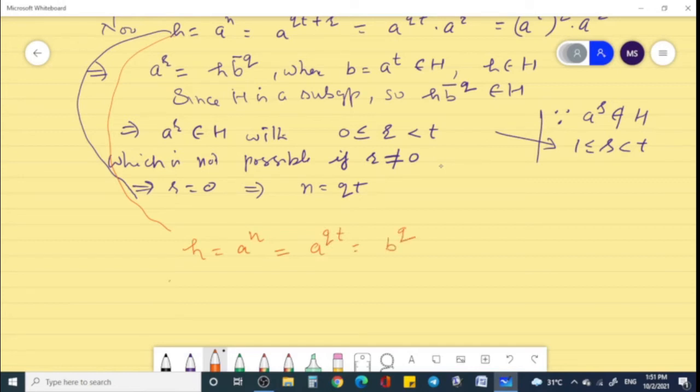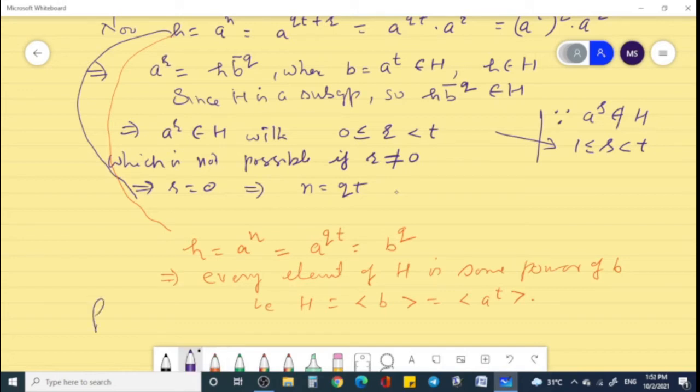So that implies every element of H is some power of b, that is H is generated by b, and this is a^t. So this proves that H is a cyclic subgroup. So this proves that every subgroup of a cyclic group is cyclic.